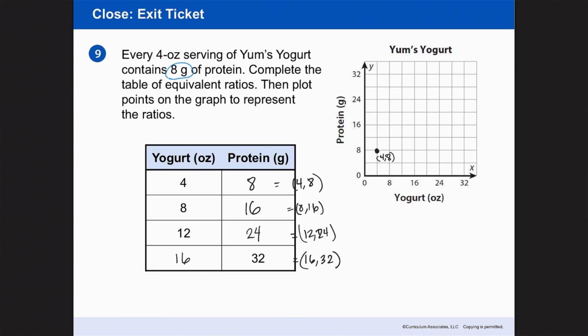Our next value that we're going to be looking at here is 8 to 16. So I'm going to go over 8 up to 16. And then I'll continue with those pairs.